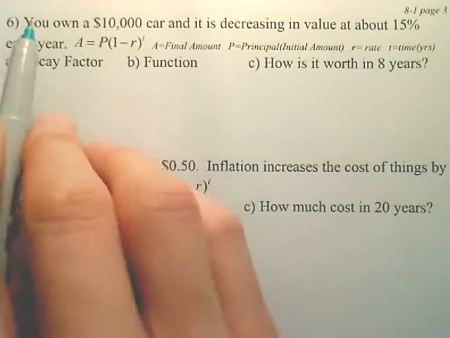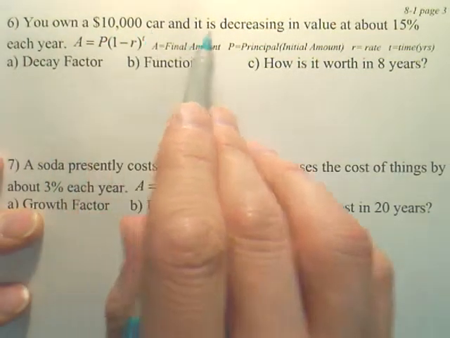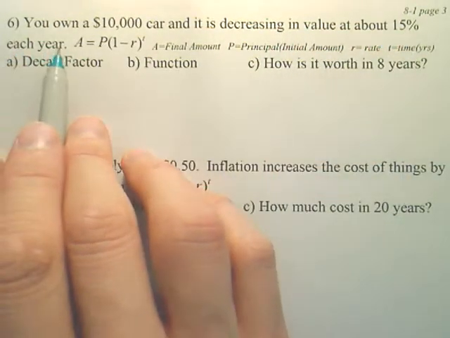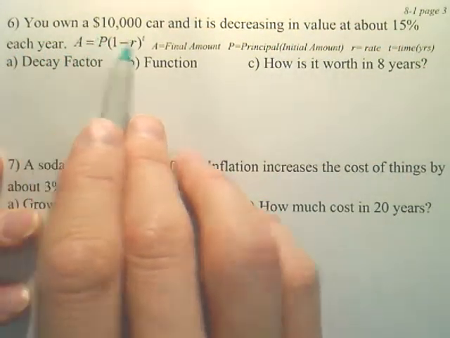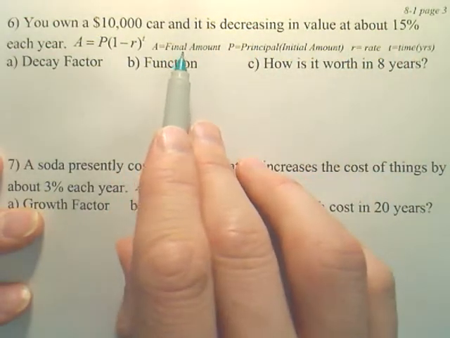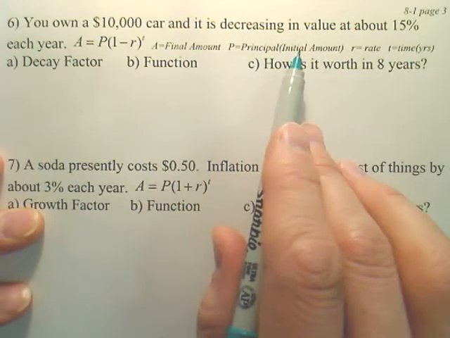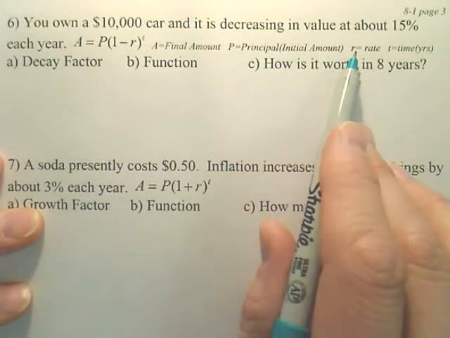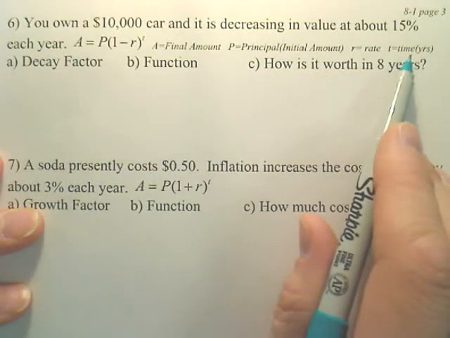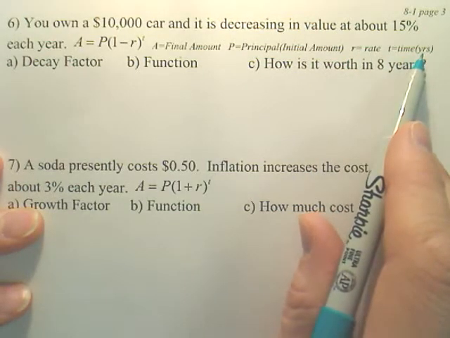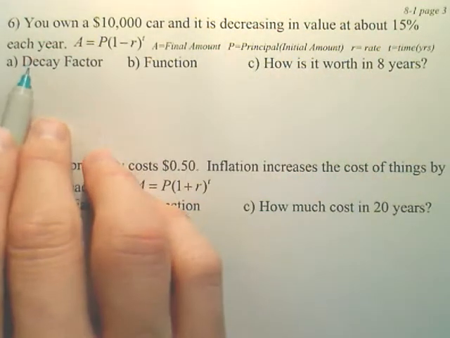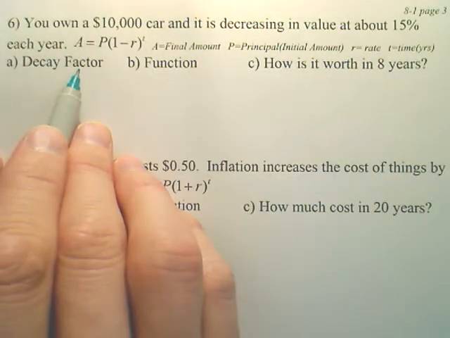Okay. You own a $10,000 car, and it's decreasing in value at about 15% each year. Here's your formula. Here are the different letters, what they mean. A is final amount, P is principal, which is your initial or starting amount. R is your rate, your percent rate of decrease or increase, and T is time, in this situation, years. So, looking at this, what's your decay factor?